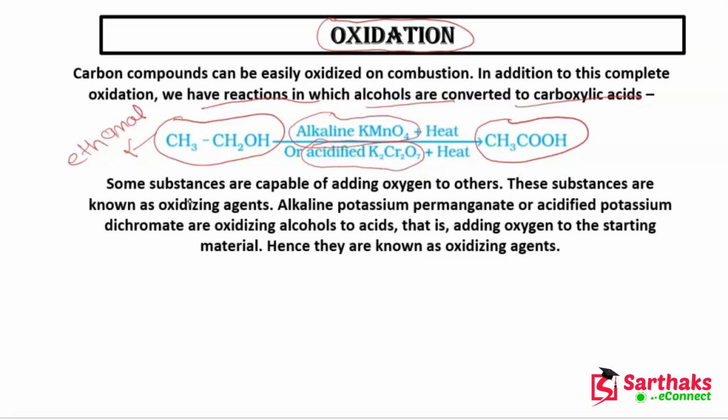Some substances are capable of adding oxygen to others. These substances are capable enough to add oxygen to other substances, and they are known as oxidizing agents. This is very important. We have seen this in the previous chapters. So what is an oxidizing agent? Substances which are capable of adding oxygen to others are known as oxidizing agents. So alkaline potassium permanganate or acidified potassium dichromate oxidize alcohols to acid.